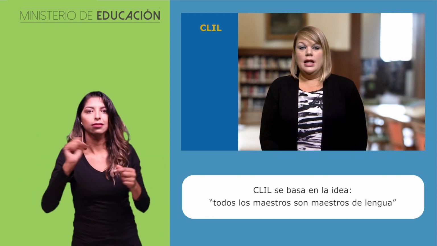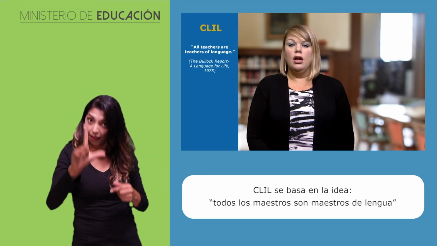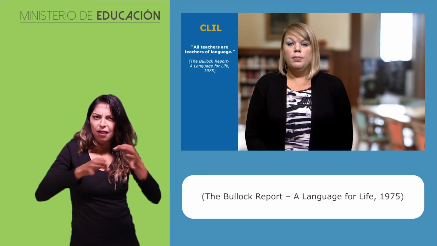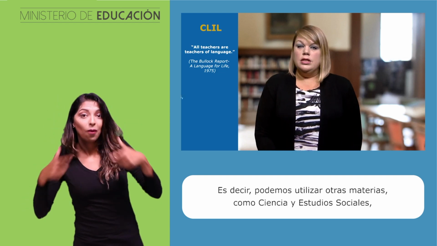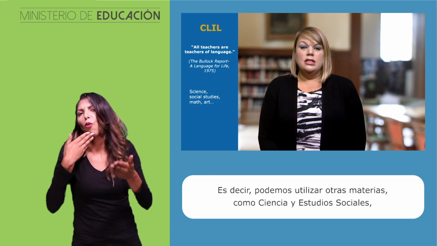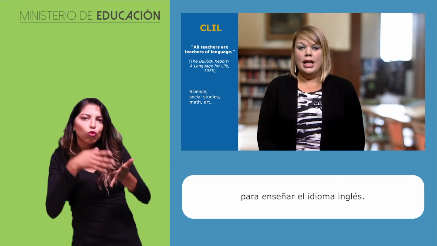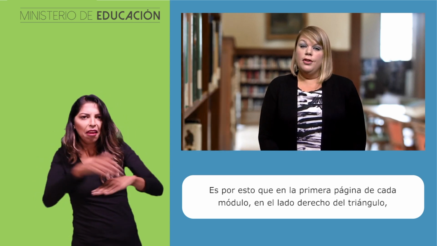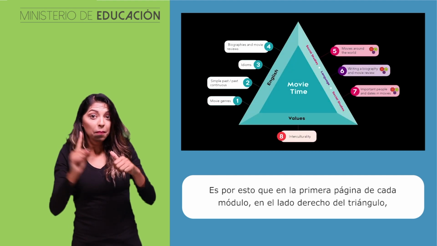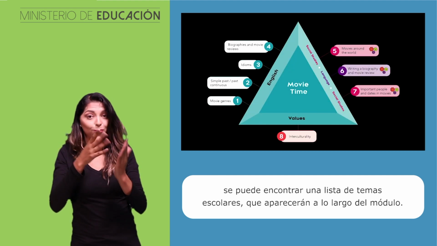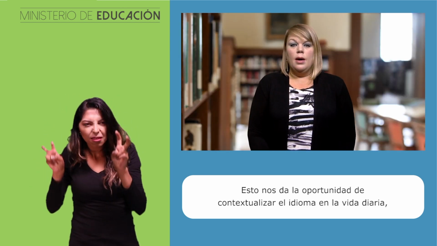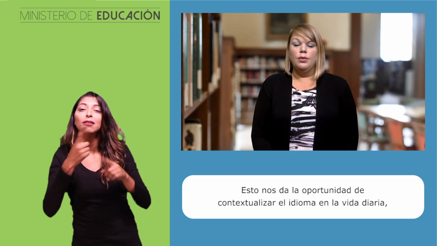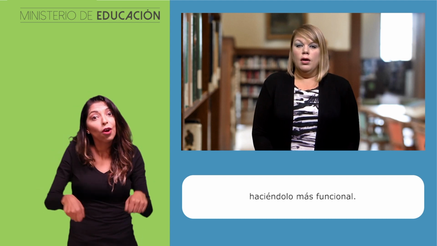CLIL is based on the idea that all teachers are teachers of language. The Bullock Report, A Language for Life, 1975. In other words, we can use other subjects like science and social studies to teach the English language. This is why on the first page of each module you will find on the right side of the triangle a list of school subjects that appear throughout the module. This gives us the opportunity to contextualize language in real life, making it more functional.